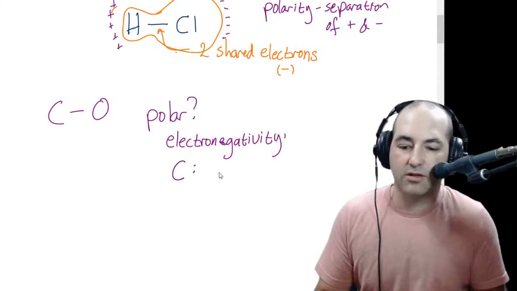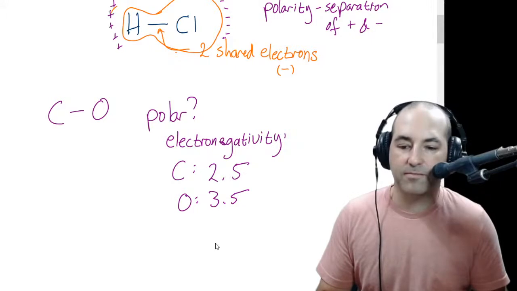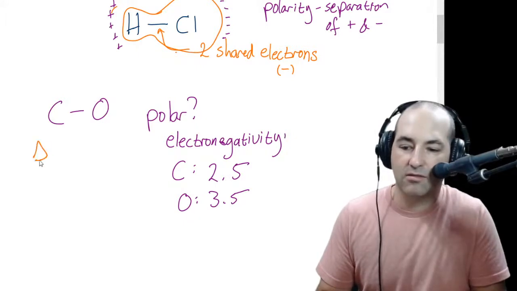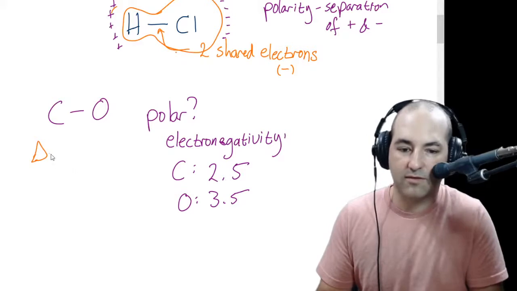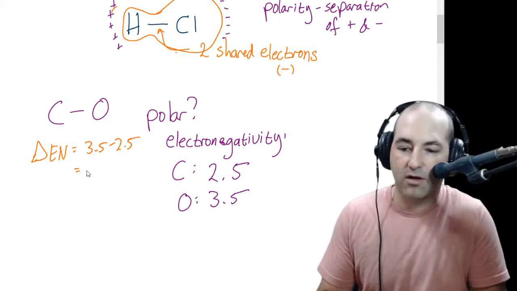So carbon's electronegativity is 2.5, and oxygen's electronegativity is 3.5. So what we want to do is calculate the difference for that particular bond. The difference, that's a delta, means difference in a lot of different fields. So the difference in electronegativity is going to be the difference in these two. So that's 3.5 minus 2.5 equals 1.0.